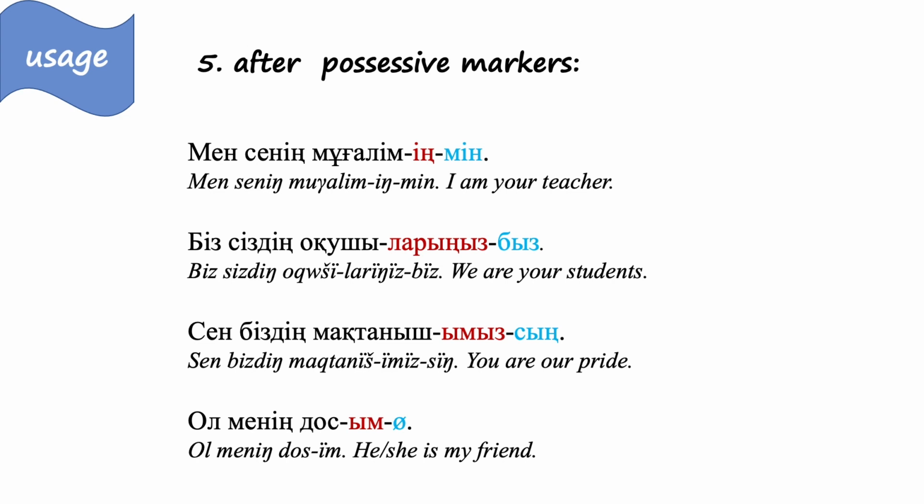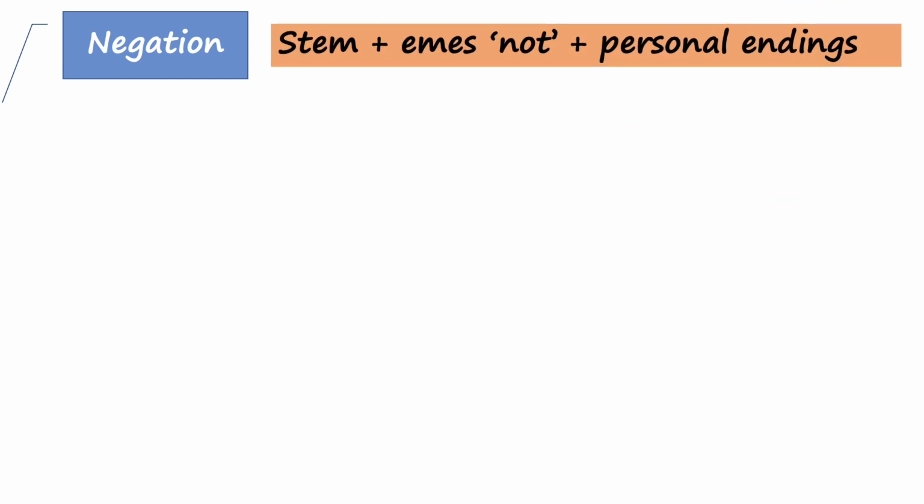Biz sizдің o'quvchilaringizbiz. We are your students. Sen bizдің maqtanishimizsin. You are our pride. Ol mening do'sum. He or she is my friend. The final point of today's lesson is how to negate the nominal predicates. In fact, it is very easy. You select the words you want to negate, add is, not, then add above mentioned personal endings.